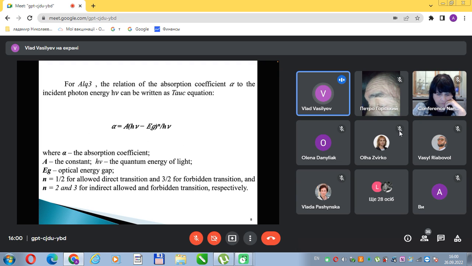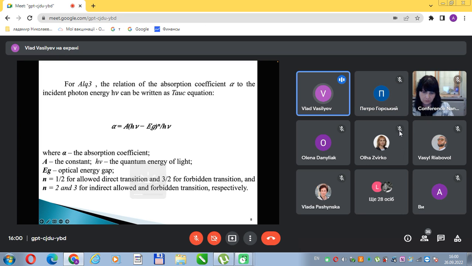For aluminium Q3, the relation of the absorption coefficient to the incident photon energy h nu can be written as a Tauc equation, where alpha is the absorption coefficient, A is a constant, h nu is the quantum energy of light, optical energy, and n is one half for allowed direct transition and 3 halves for forbidden transition, and n is 2 and 3 for indirect allowed and forbidden transition respectively.